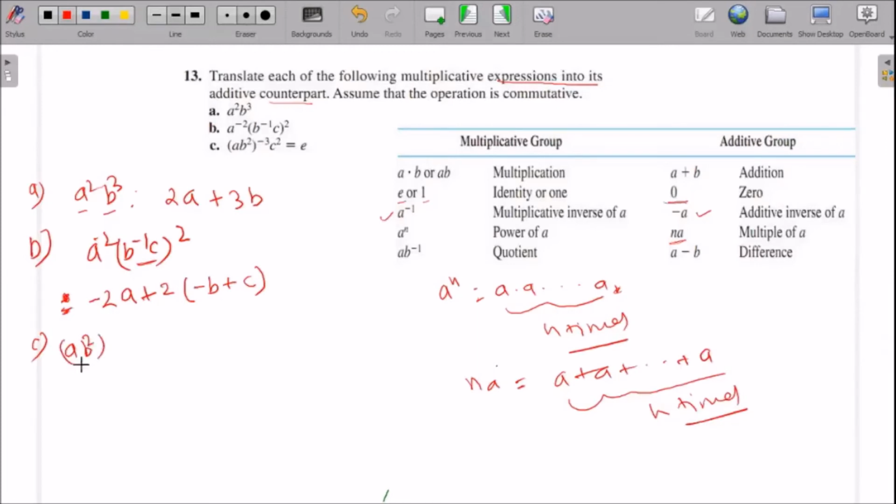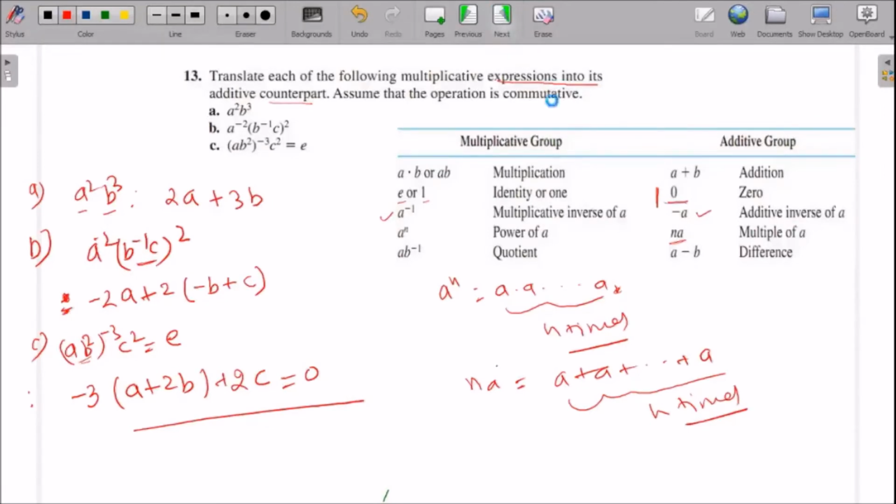ab square to the power minus 3 and c square equals to identity. So let us see, because power is negative 3, so we write minus 3 here, and a plus 2 times of b, because there is a multiplication between a and b square, and into c square, it means 2 times of c. In additive group, we know the additive identity is denoted by 0, so we write it here 0. So this is the equivalent expression in additive group as compared to the multiplicative expression.